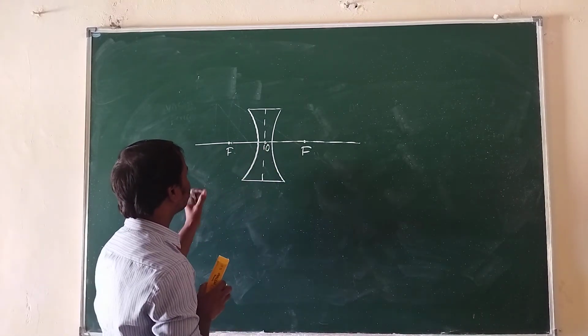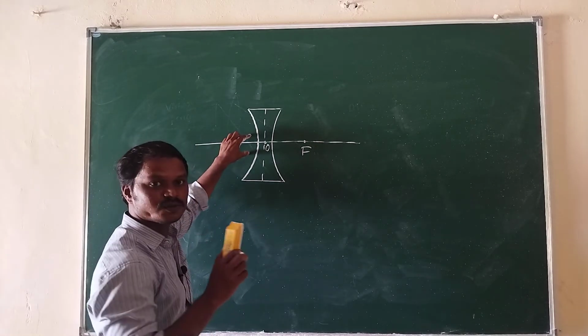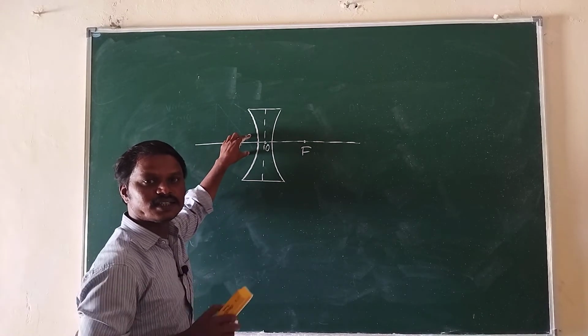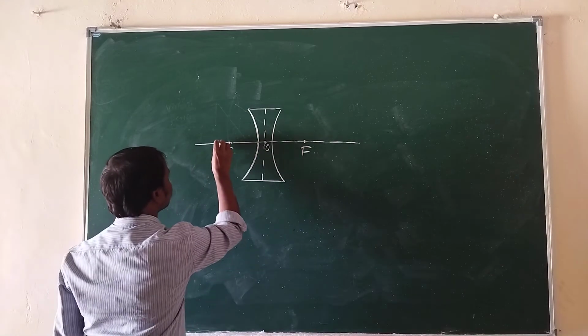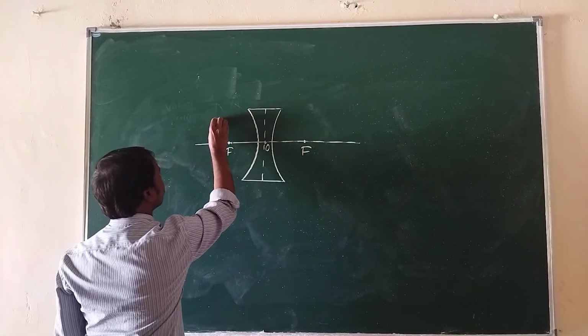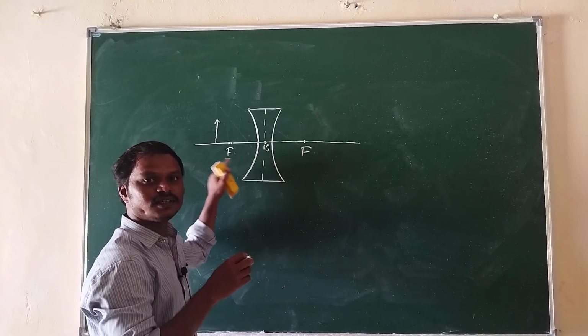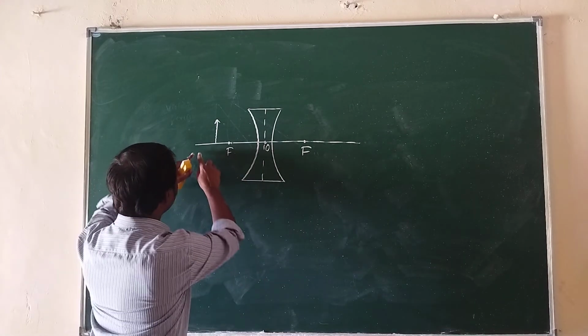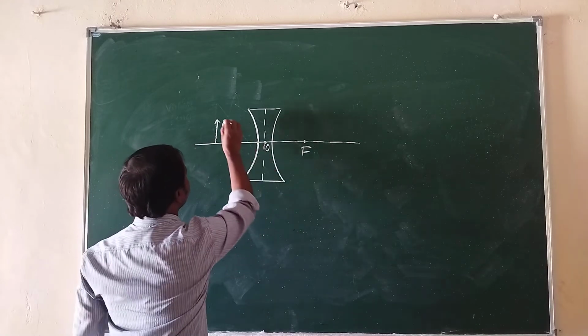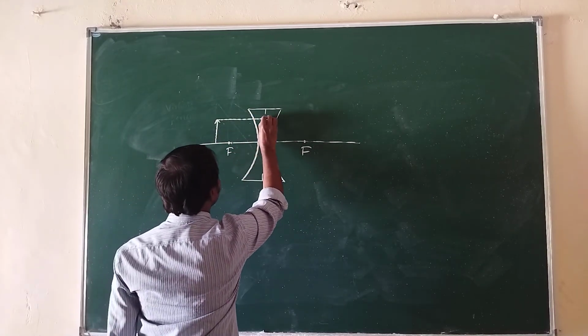Always the nature of the image formed by the concave lens is virtual, erect, and the size of the image is diminished. Suppose I will take object beyond f, that is, object lies in between 2f and f. Then first ray that is parallel to the principal axis.